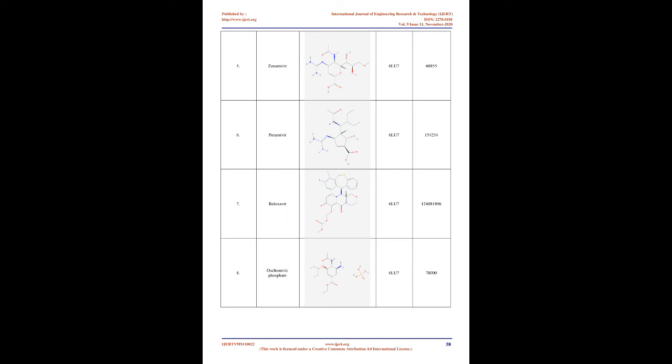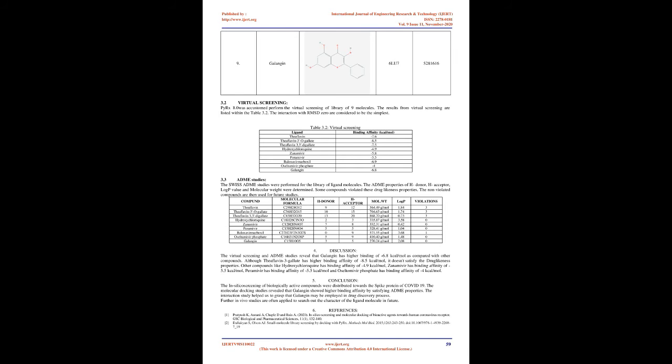PubChem compound database contains approved synthetic portrayal data given to clarify substances in PubChem substance. Structures stored within PubChem compounds are pre-clustered and cross-referenced by identity and similarity groups. Theaflavin, CID 135403798; theaflavin 3 gallate, TF2A, CID 7Q307578; theaflavin 3-3 digallate, CID 135403795; hydroxychloroquine, CID 3652; zanamivir, CID 60855; peramivir, CID 154234; baloxavir marboxil, CID 12408186; oseltamivir phosphate, CID 78000; galanin, CID 5281616. Structures were retrieved from the PubChem compound database.